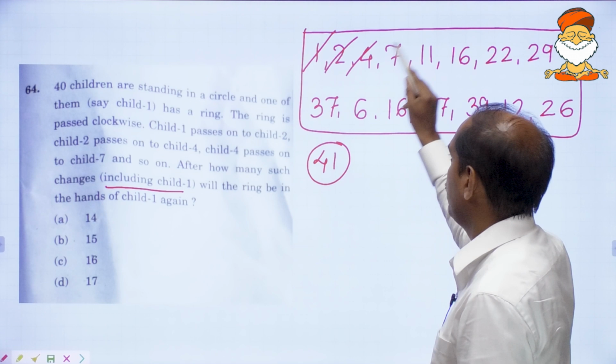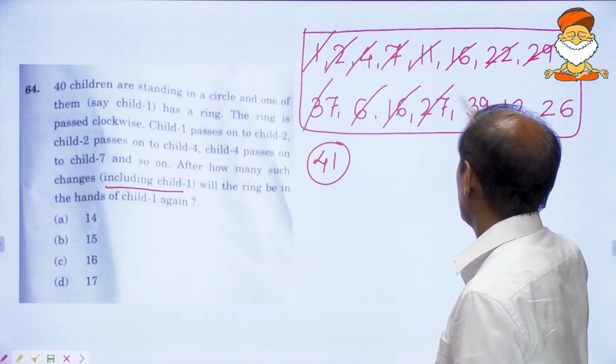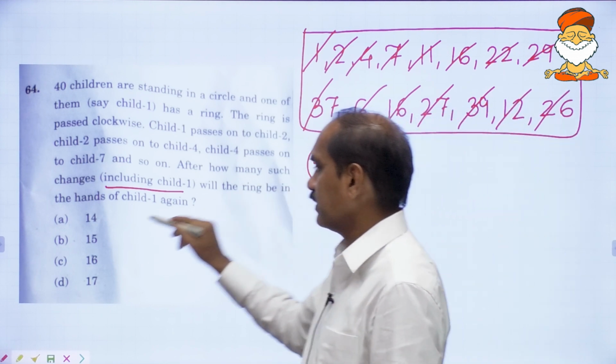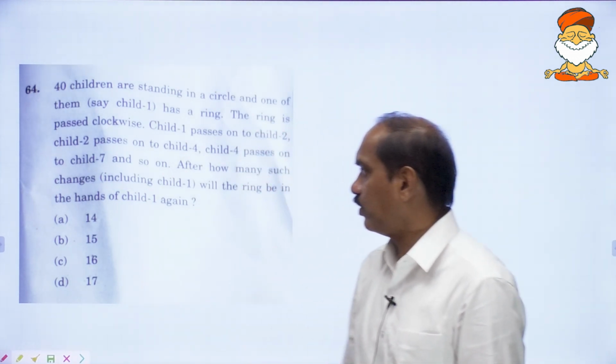So 1, 2, 3, 4, 5, 6, 7, 8, 9, 10, 11, 12, 13, 14, 15. 15 is the final answer. So this is everything about this problem. Moving on to the next one.